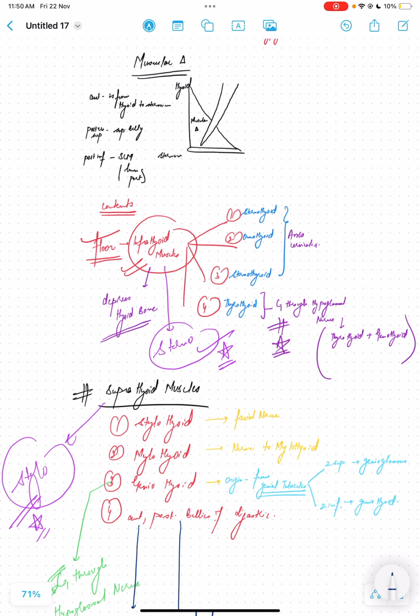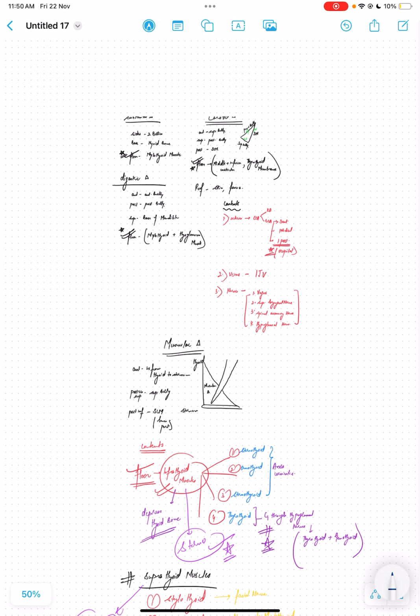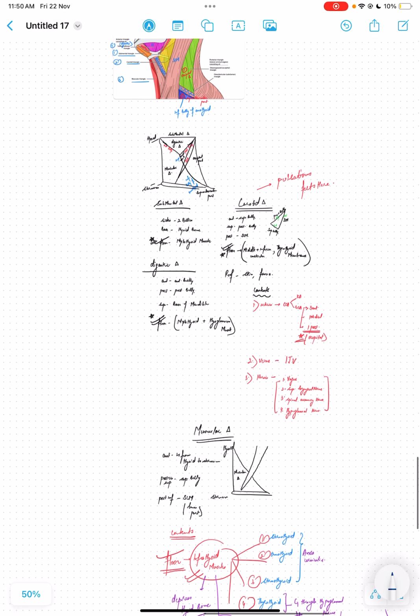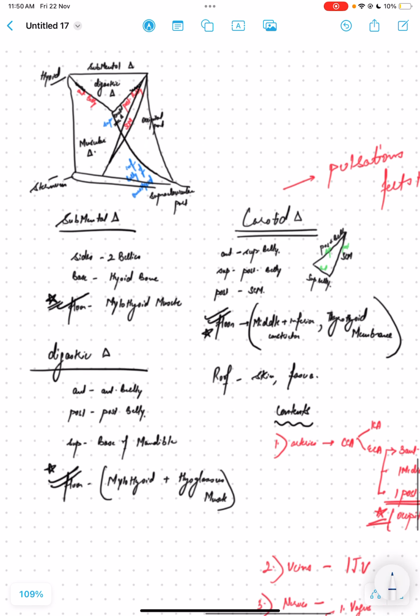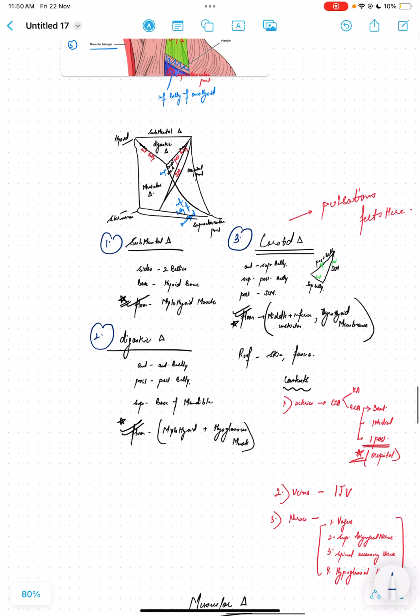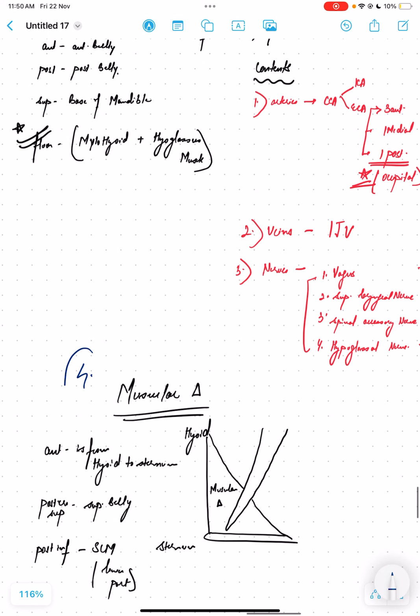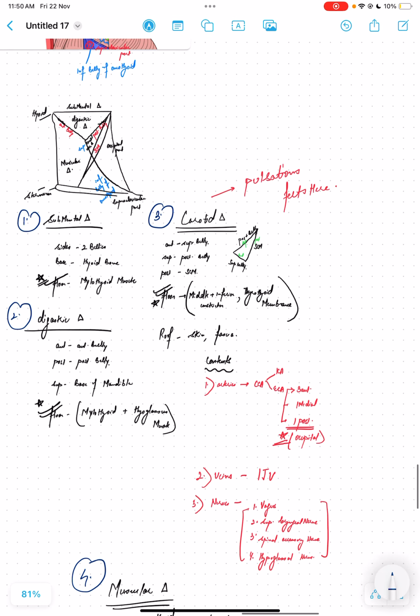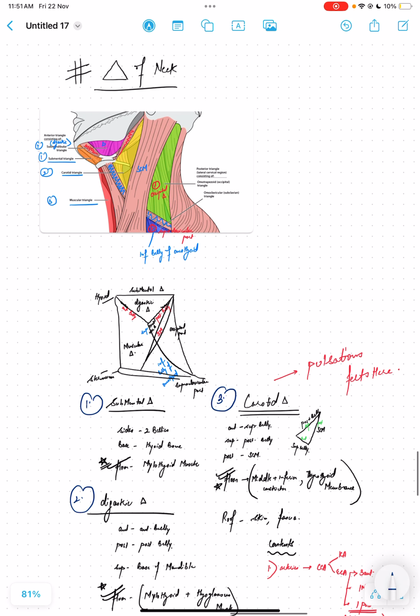So you should remember these four triangles. First of all, the submental triangle, then the digastric triangle, then the carotid triangle, and then our muscular triangle. So remember all of these triangles very carefully. Today we have completed only the anterior triangle. In the next video we will study more about the posterior triangle.